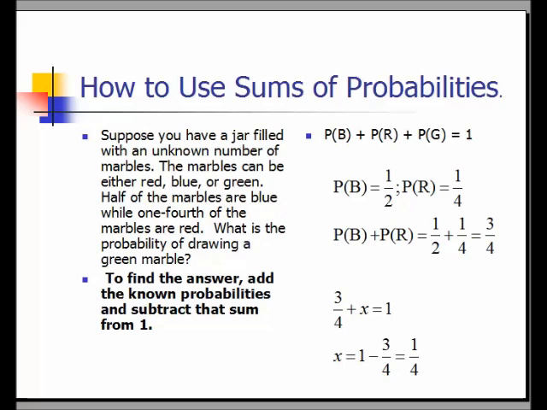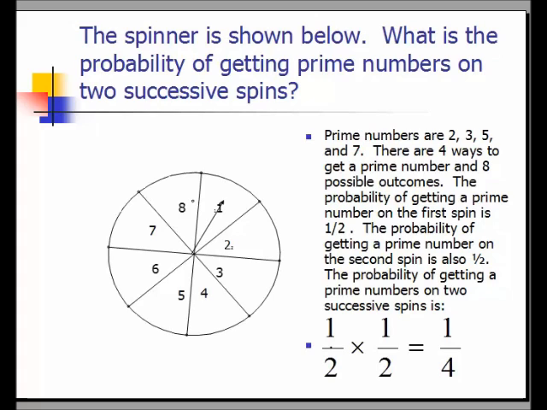Therefore, your probability of drawing a green marble from the jar is 1/4. Let's use a diagram. A spinner is shown below. What is the probability of getting prime numbers on 2 successive spins? The prime numbers are 2, 3, 5, and 7. Recall that 1 is neither prime nor composite.